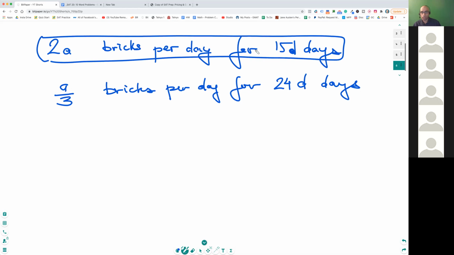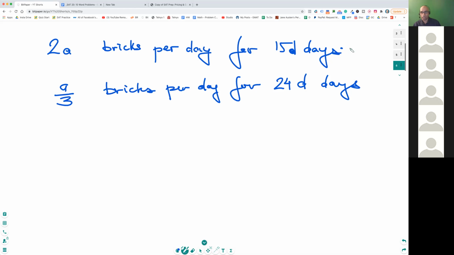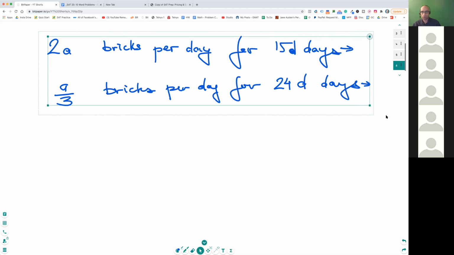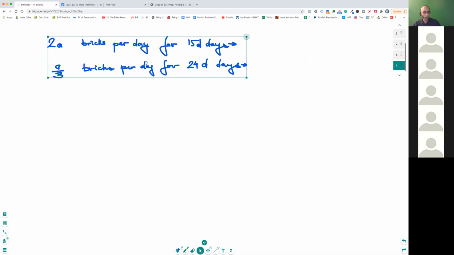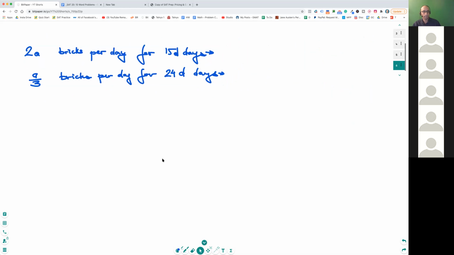Remember, 2a bricks for 1 day, and there's 15D. So find out what the value is over here, and what the value is over here, and add them together. Let's see how many of you can get this. 2a bricks. Very good. That is indeed the answer. So 2a bricks per day for 15D days. This is your unit rate.